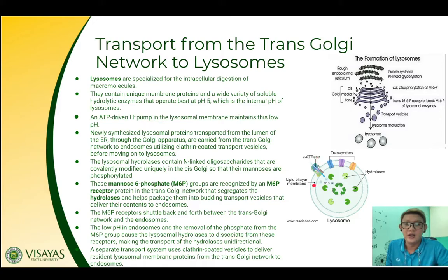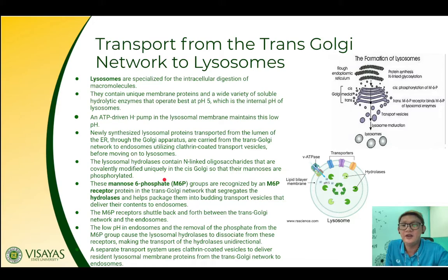Newly synthesized lysosomal proteins transported from the lumen of the ER to the Golgi apparatus are carried from the trans Golgi network to endosomes using clathrin-coated transport vesicles, because this is an endocytic pathway. The lysosomal hydrolases contain oligosaccharides that are covalently modified. Uniquely in the cis Golgi, their mannoses are phosphorylated. We know that already, no?